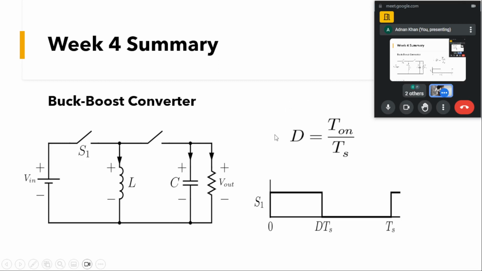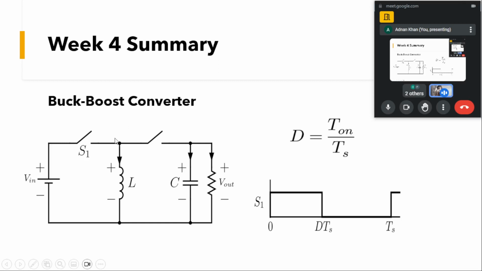We have seen that we can control these devices by changing the duty ratio of the switches, which I had already mentioned: D is T on divided by TS. If we want to change the duty of the switch, we change the T on time, keeping TS fixed. T on time will be equal to D into TS, as is evident from this equation. If we want to keep the switch on for more time, we have to increase the T on period. This is for the buck boost converter.